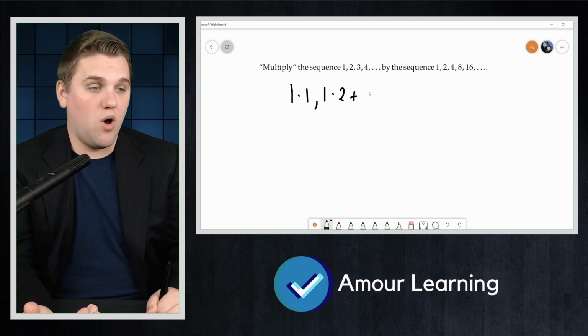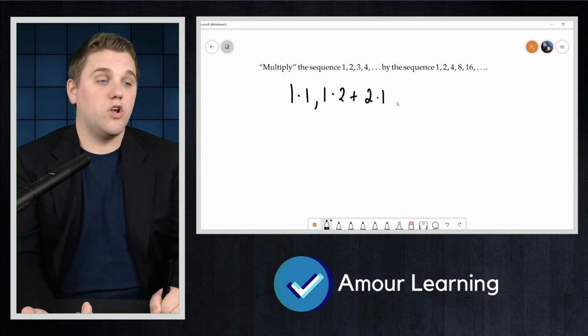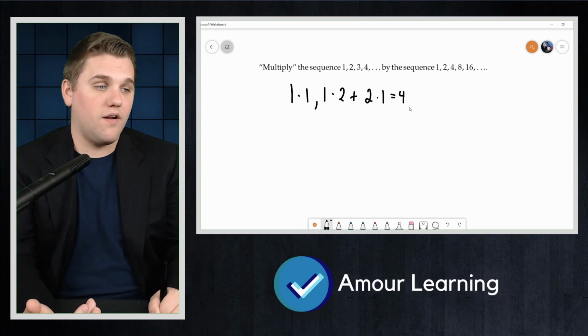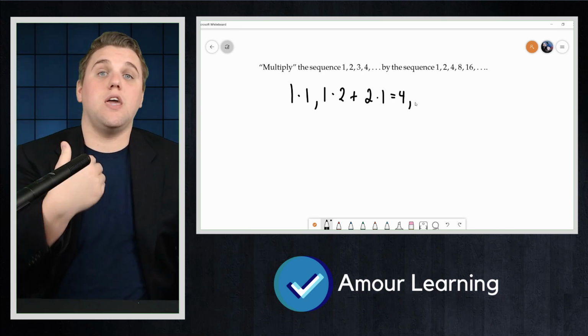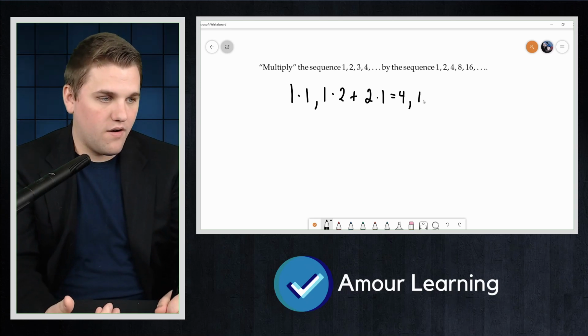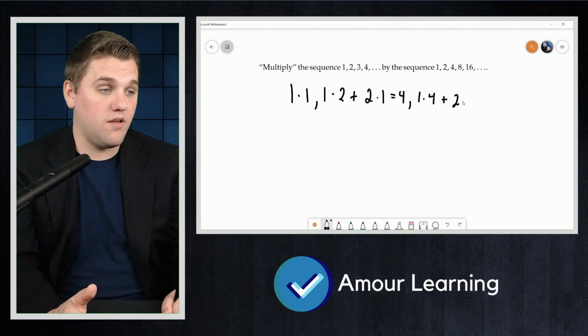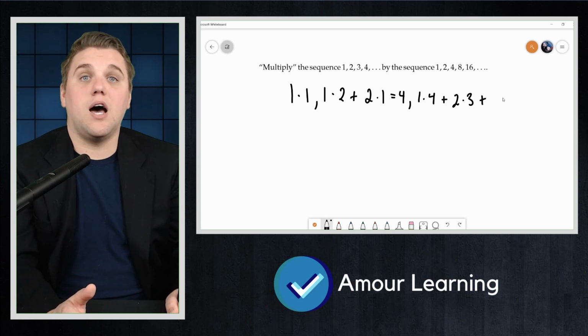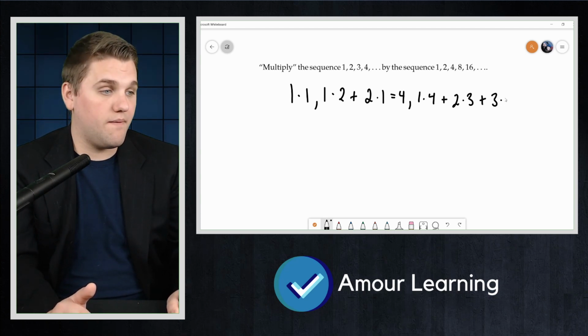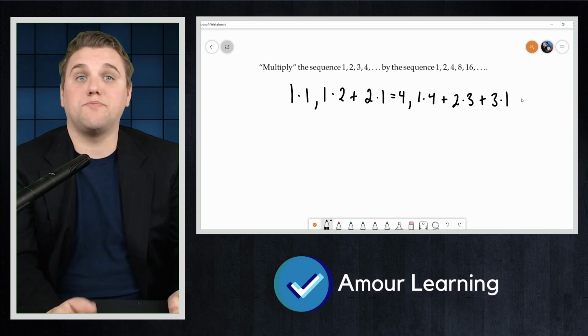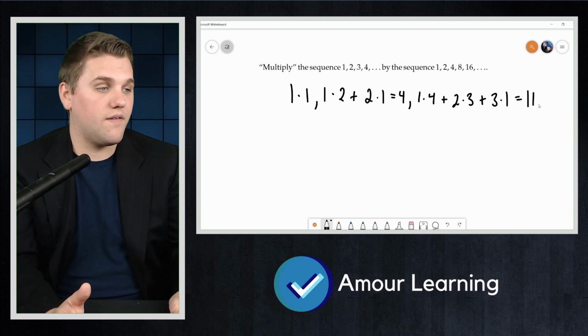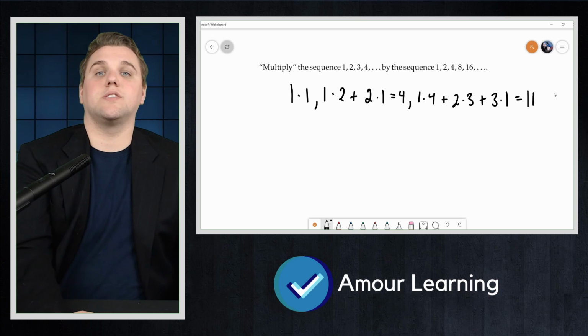plus 2 times 1, which, by the way, is 4. The next term would be 1 times 4 plus 2 times 3 plus 3 times 1, which, by the way, is 11. That would be the third term in the sequence.